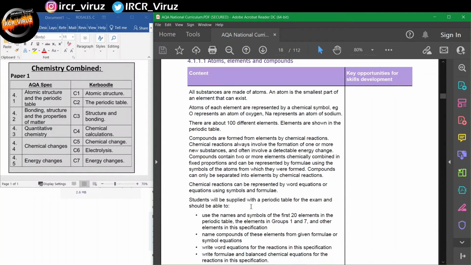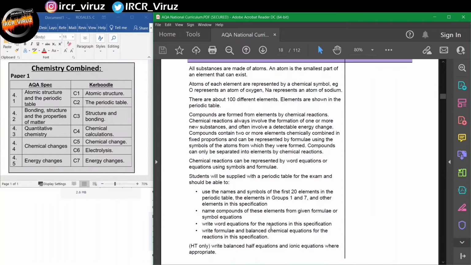First of all, you've got atoms, elements, and compounds. All substances are made of atoms. Have a read through this, and it gives you an idea of exactly what is being asked of you. Now you want to remember that most of the elements have their own type of atoms, and instead of having the long names, you give them symbols to represent them. That is pretty easy.